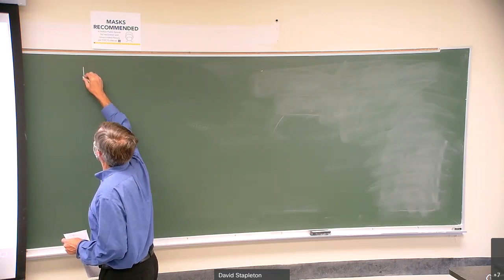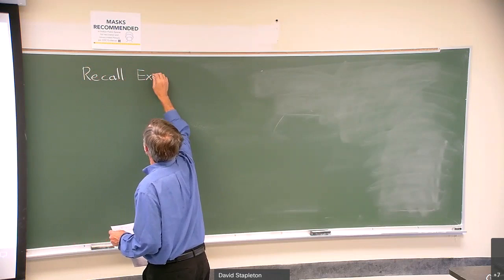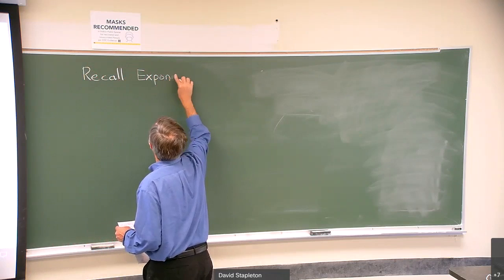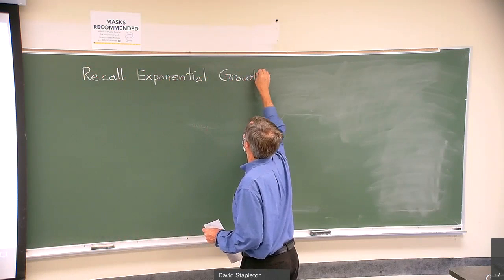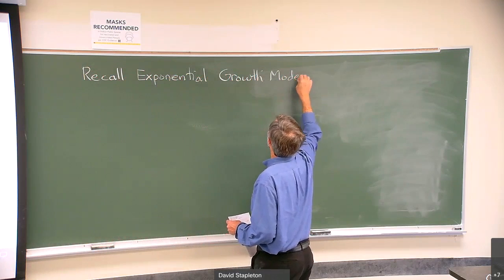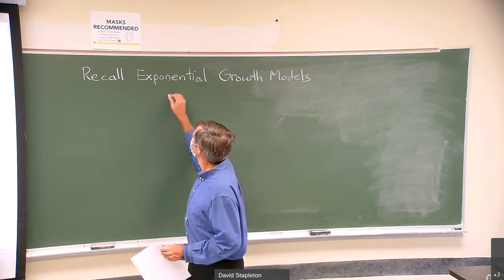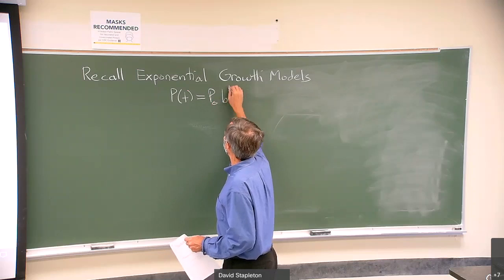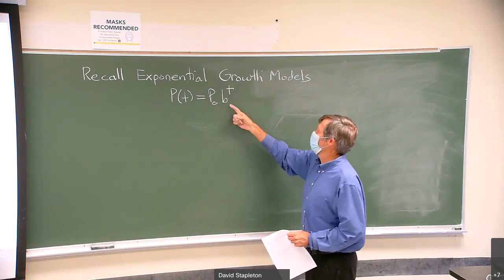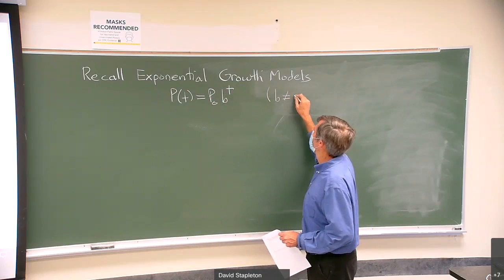I just want to remind you of this. Recall exponential growth. What was an exponential growth model? From last week, P(T) equals P0 times B to the T, where I didn't write this in before, but I'll write it in now. Technically, you don't want B to be 0. You want it to be greater than 0 and not equal to 1.